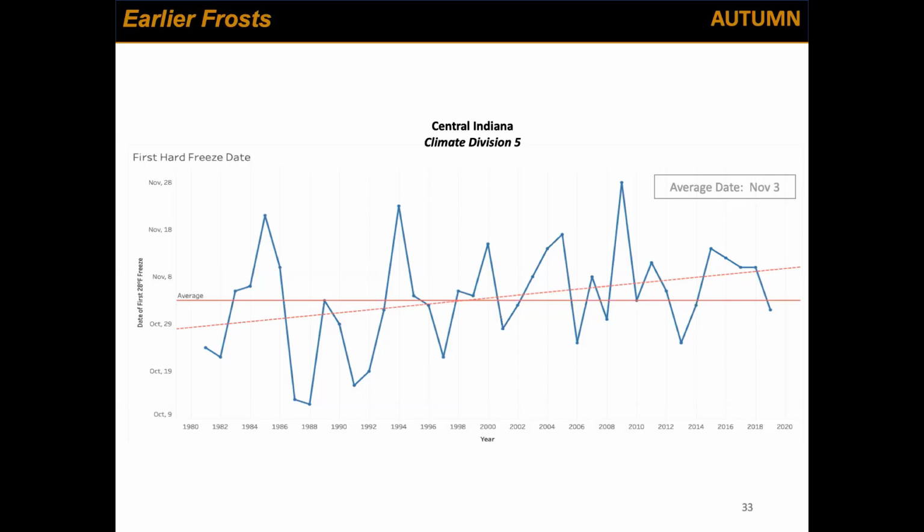But there goes that interannual variability again. Last year's first hard frost was slightly earlier than average and contradicted the trend that the first hard freeze is now more likely to occur later in the year.